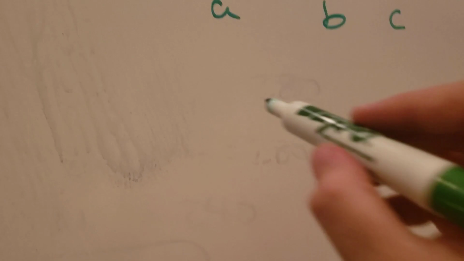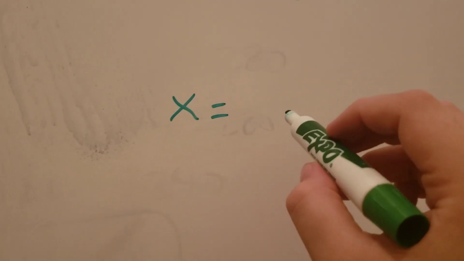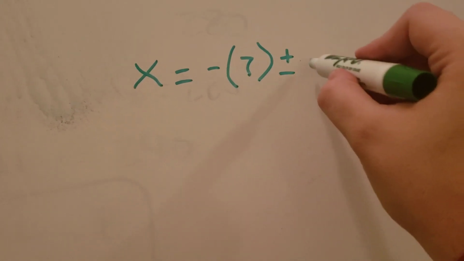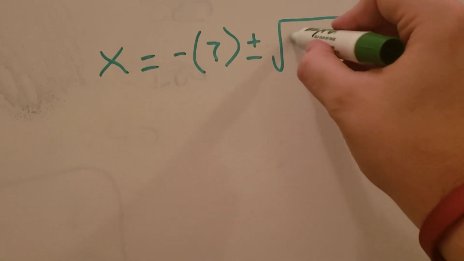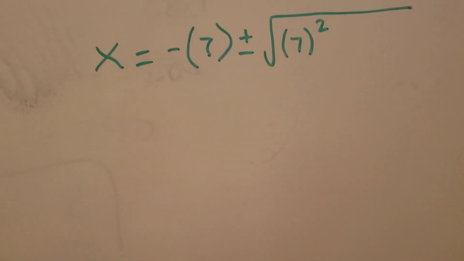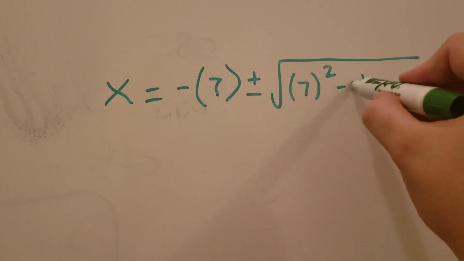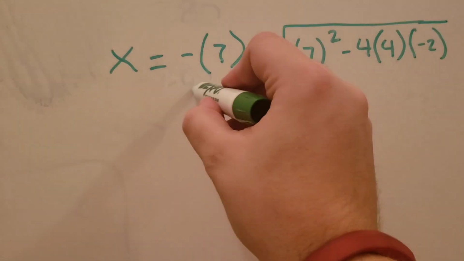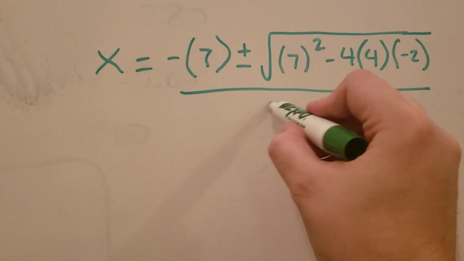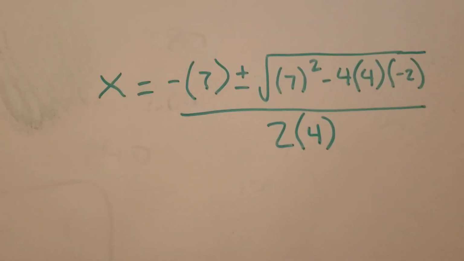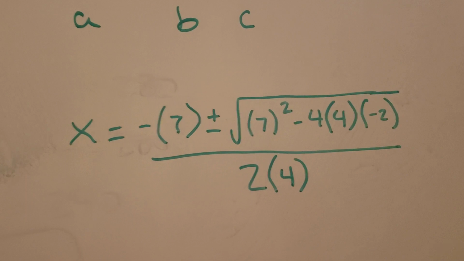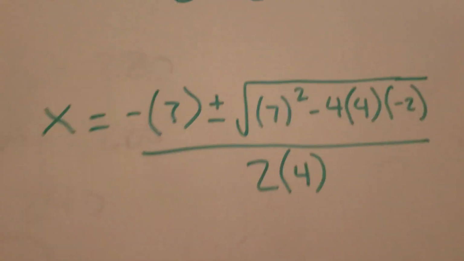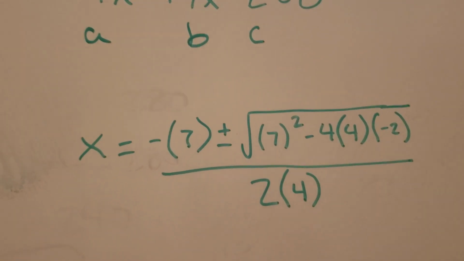So let's do that. We'll start off by saying that x is equal to negative 7 plus or minus the square root of 7 squared, because that's b, minus 4 times 4 times negative 2, all over 2 times 4. That's our equation. We solve this equation, we have our answers. Like last time, you notice the plus or minus there. That means we're going to end up with 2 numbers as our answers. Not 1, but 2.